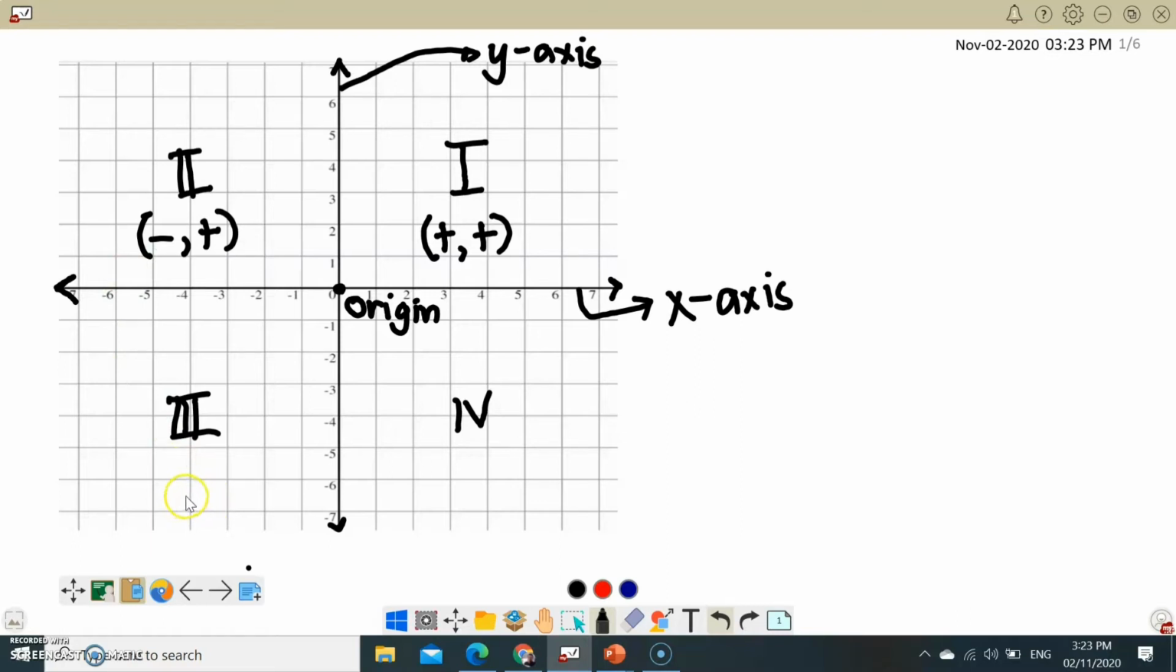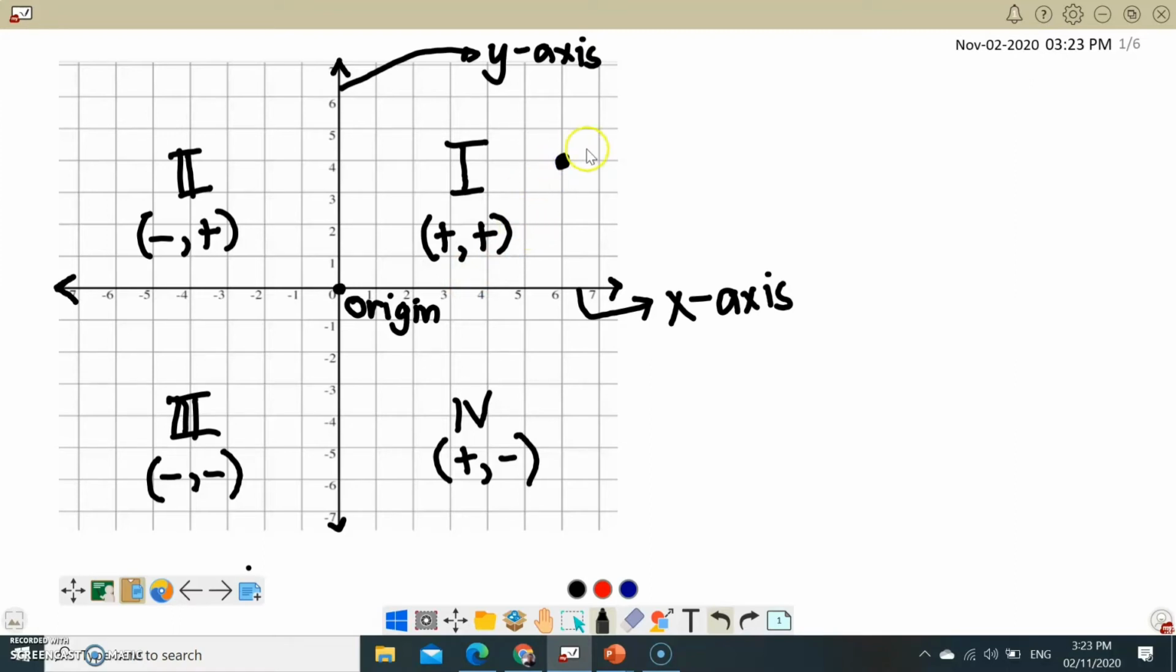On the third quadrant, the values of x are negative, and the values of y are negative. On the fourth quadrant, the values of x are positive and the values of y are negative. Take note, the positive values of the y-axis are above the origin and the negative values are below the origin. The positive values on the x-axis are to the right of the origin, and to the left are the negative values. Let's say if I'm going to place a point here.